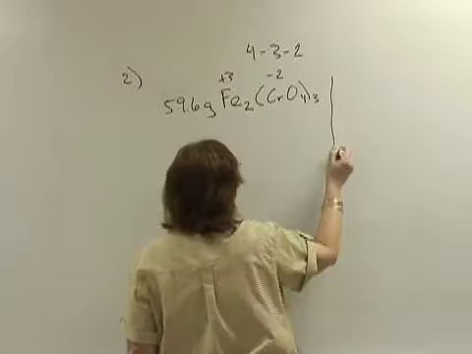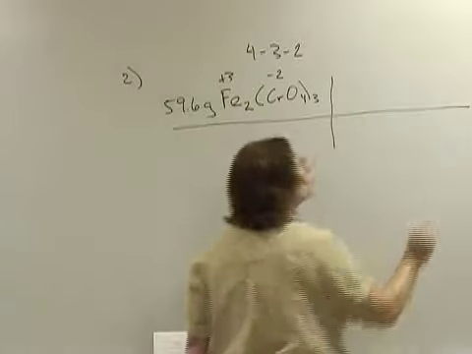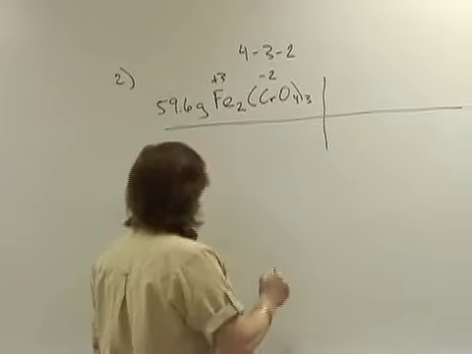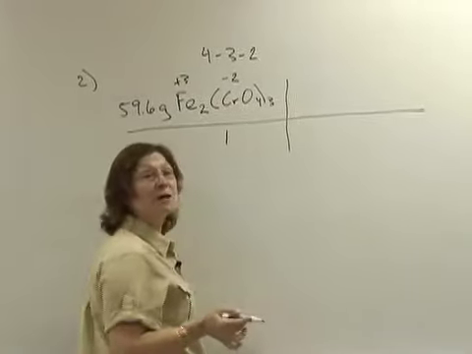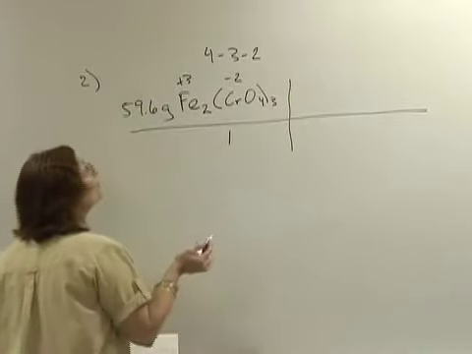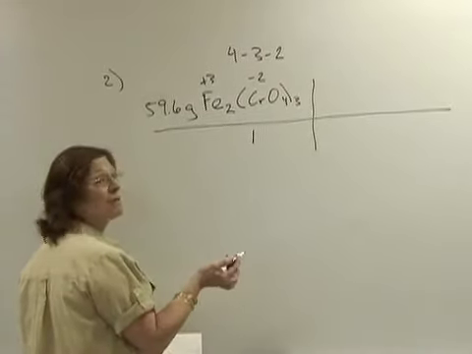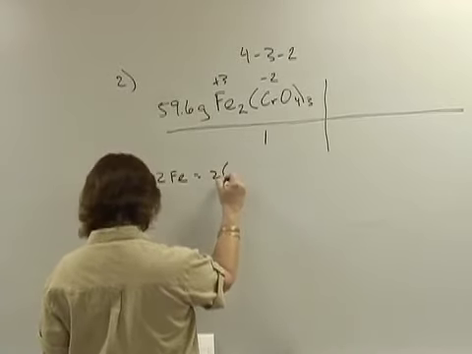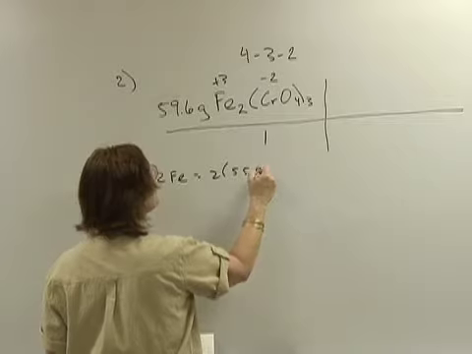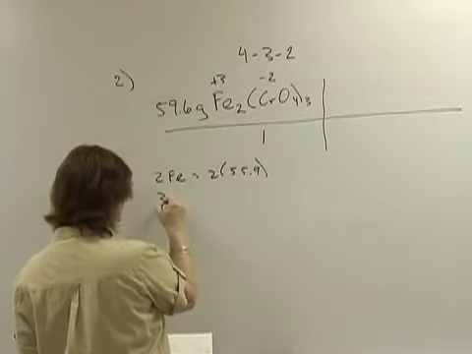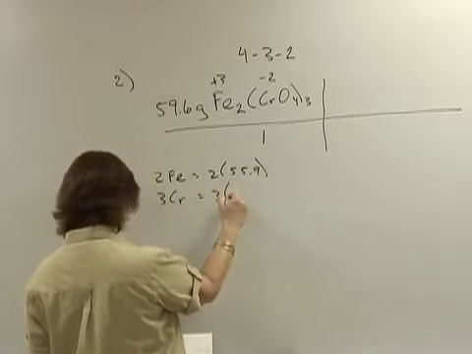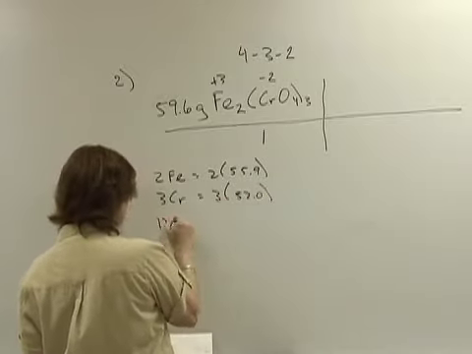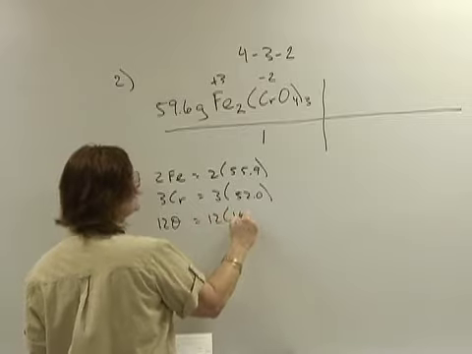Now I have to change my grams to moles because I'm looking for molarity, which is moles of solute per liter of solution. And therefore, I must get the atomic mass or the molecular weight or formula weight for the iron 3 chromate. Well, there are 2 irons, and each iron has a mass of 55.9 AMU. There are 3 chromiums, and therefore each chromium is 52.0. And there are 12 oxygens, which is 12 times 16.0.